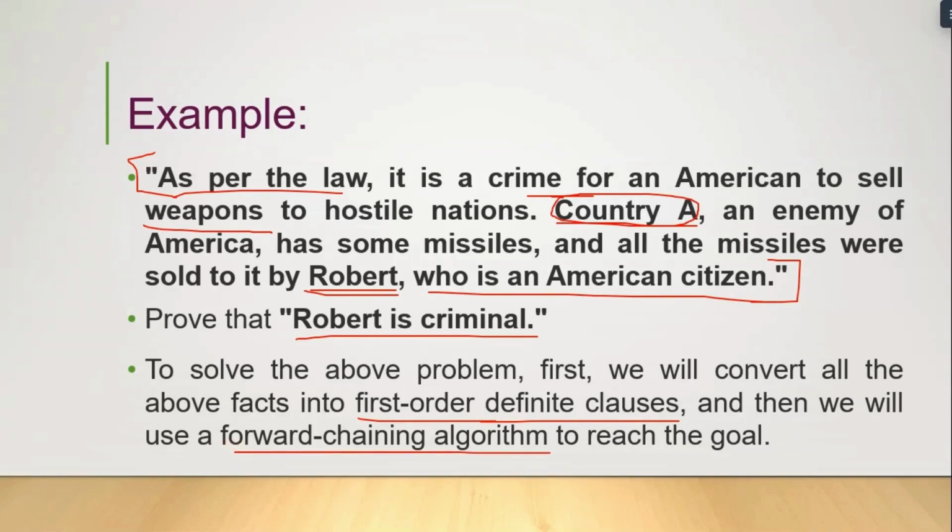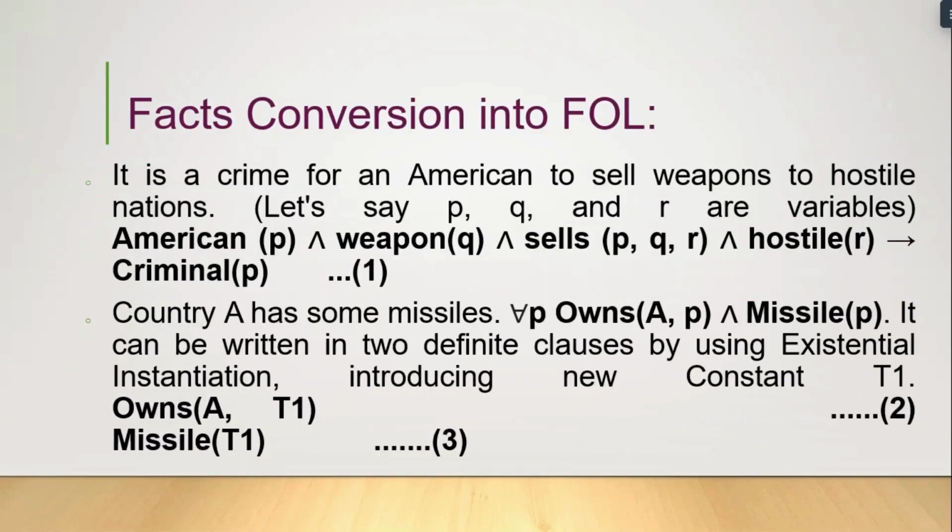So the first step is we have to convert into first order logic. With the help of these sentences, we have to convert. So what is the first sentence? It is a crime for an American to sell weapons to hostile nations. First we have to make it a clause form as American of P.